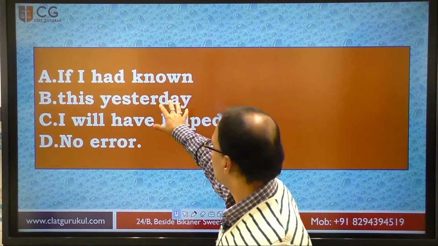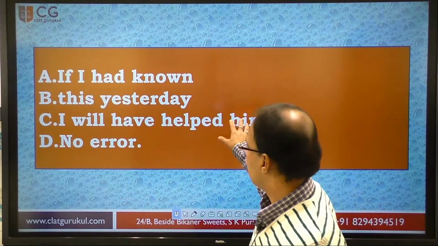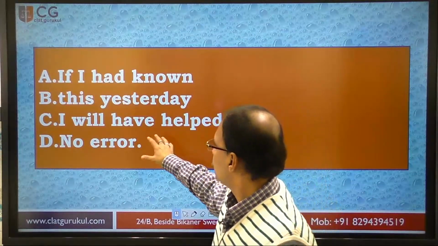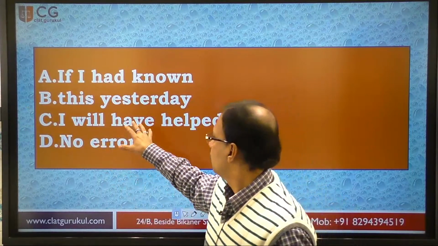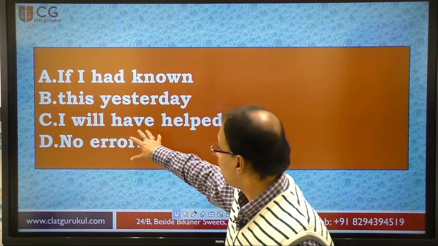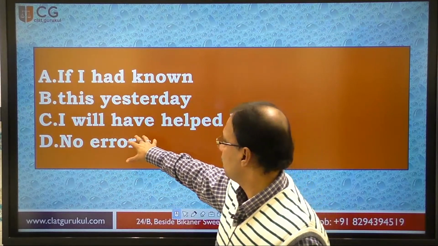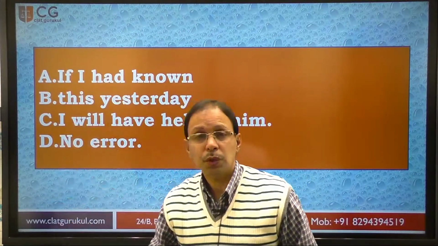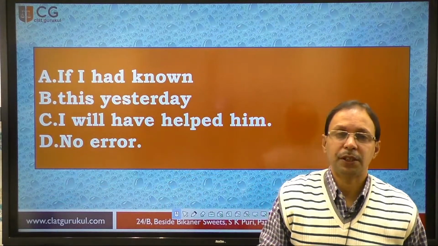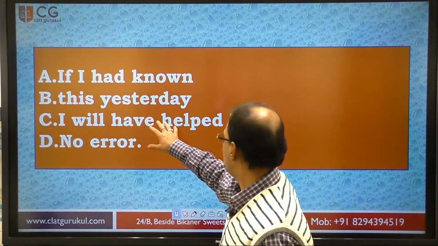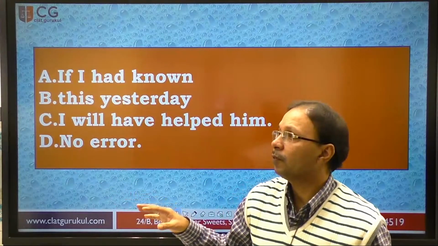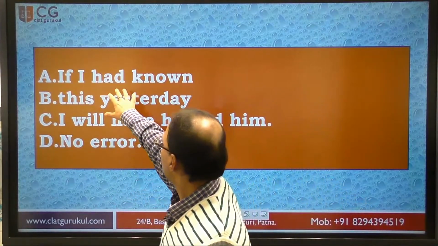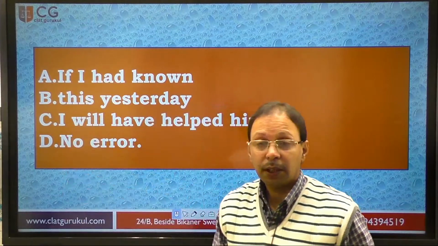If I had known this yesterday, I will have helped him. Here, in the first part, it is written in past tense: I had. But in part C, it is I will. So here also we need to maintain the past tense. I would have helped him. It should be I would have. In place of will, it should be would. So part C contains the error.